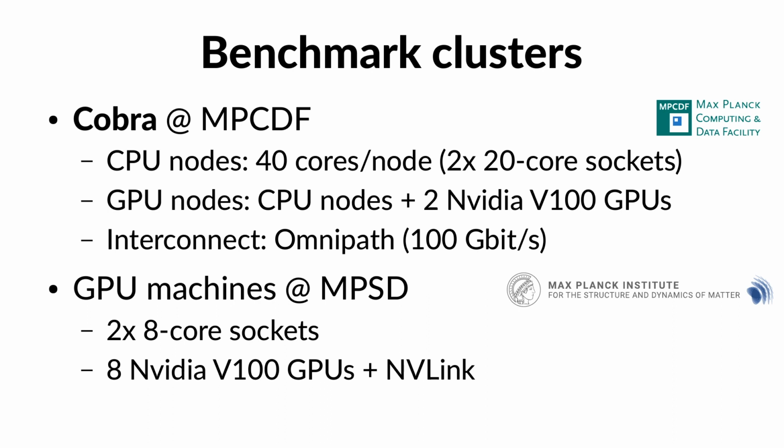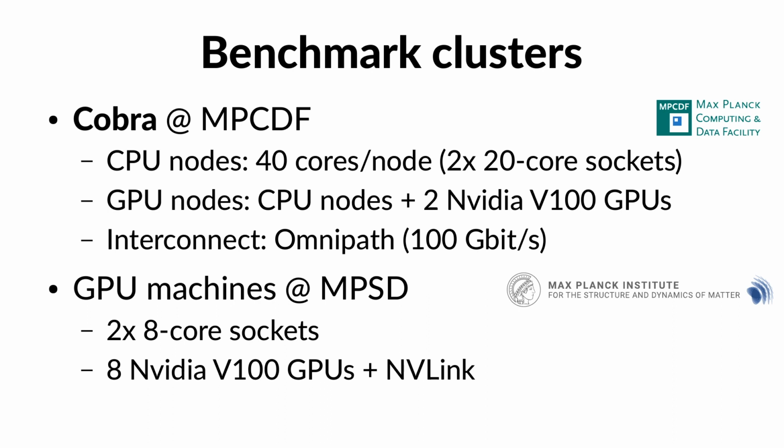One is called Cobra, it's at MPCDF. It has some CPU and some GPU nodes. The CPU nodes have 40 cores per node, so 2 20-core sockets. And the GPU nodes are like a CPU node, but also include 2 NVIDIA Volta 100 GPUs, and the interconnect is Omni-Path. And then there's also a GPU machine at MPSD, the Max Planck Institute for Structural Dynamics of Matter, and it has 2 8-core sockets, but 8 NVIDIA V100 with NVLink, so the GPU-GPU communication is very fast.